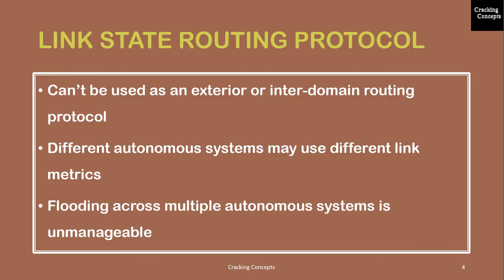The second reason is that link state routing involves the flooding of link state information to all the routers in the domain. If we use it as an inter-domain routing protocol, the flooding across multiple autonomous systems may be unmanageable.